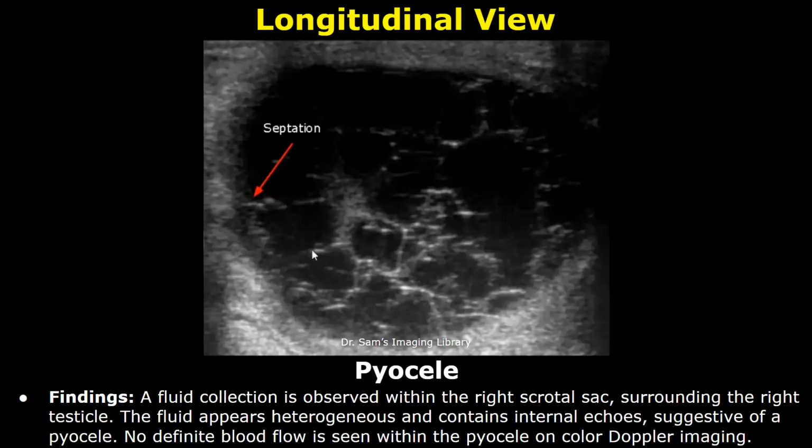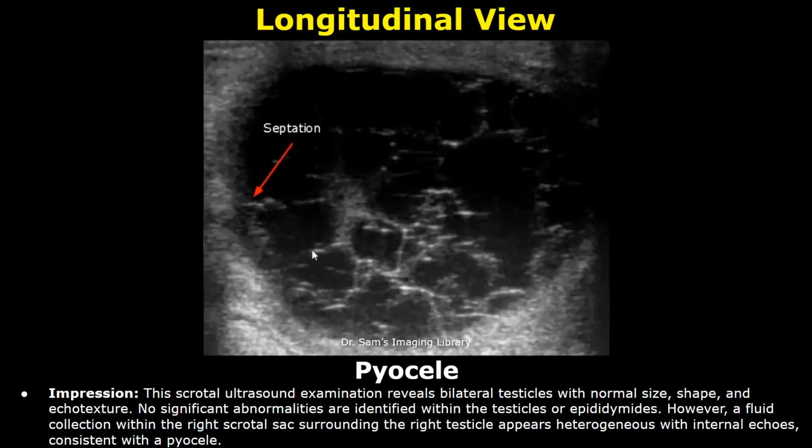For the Pyocele, a fluid collection is observed within the right scrotal sac surrounding the right testicle. The fluid appears heterogeneous and contains internal echoes, suggestive of a Pyocele. No definite blood flow is seen within the Pyocele on color Doppler imaging. You can write the main findings in the impression as well.